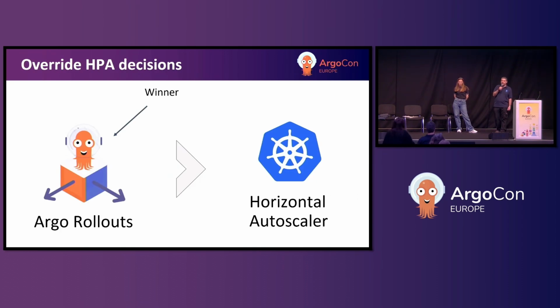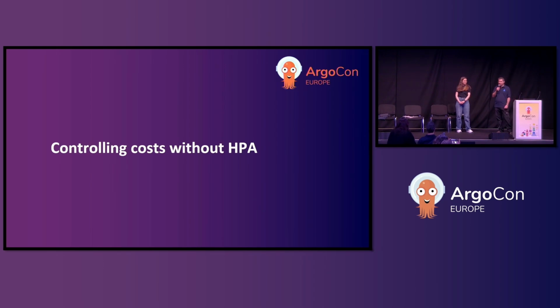Now, if you're wondering what is happening when Argo Rollouts says something and HPA says something else, just to spoil the answer, Argo Rollouts wins. It will take over, it will take effect, and HPA will not take effect. But before using HPA, let's see some other options where you can control cost without it.